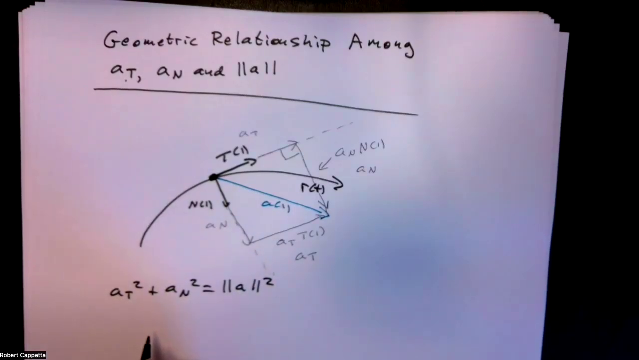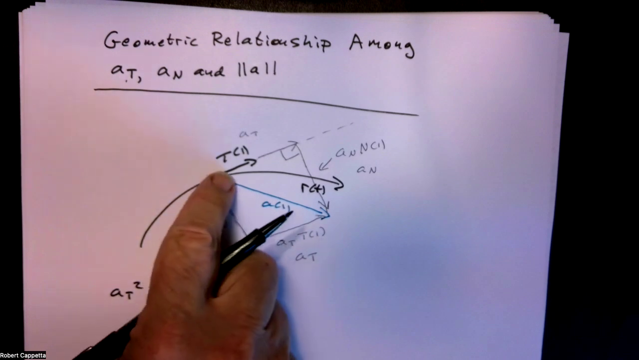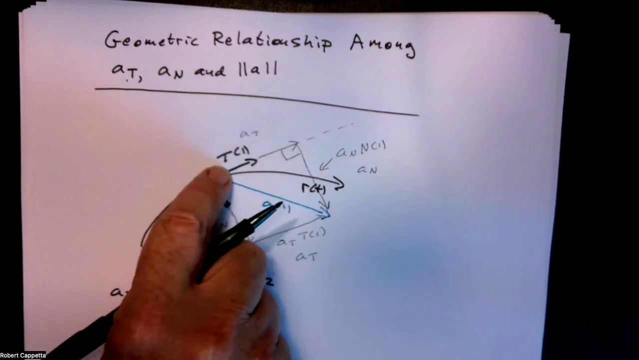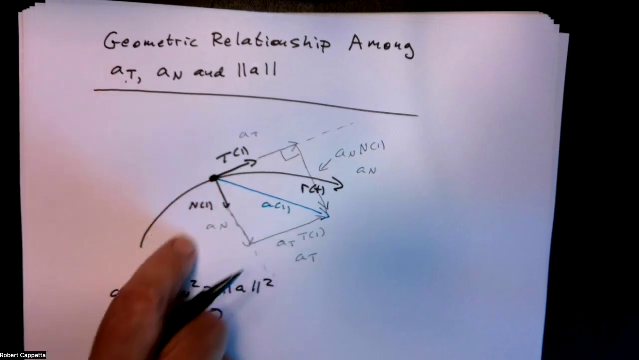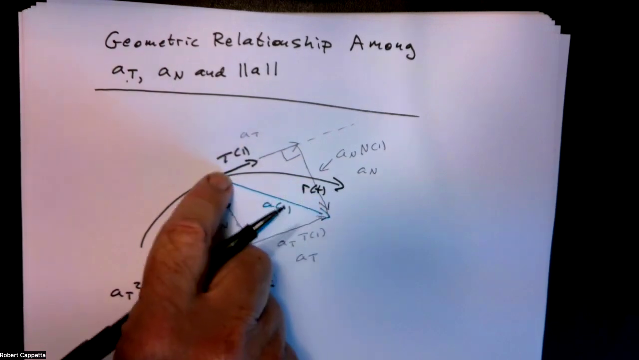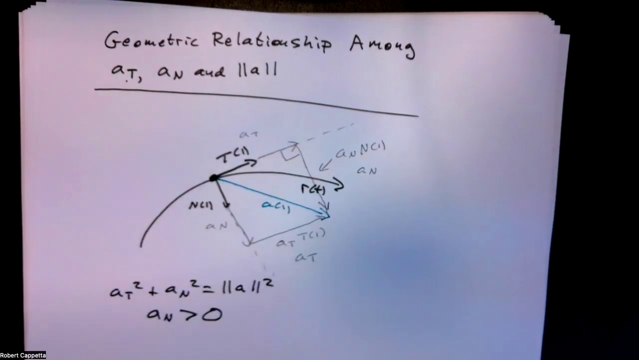Now, a sub T could be positive or negative, but a sub N has got to be positive. So we know that's going to be the case. So the acceleration vector is either pointing this way or this way. It's always pointing on the concave side of the curve. More often than not, it's between T and N, but a sub T could be negative, but a sub N has got to be positive. Now how are we going to use this? How are we going to use this to help us discover something?